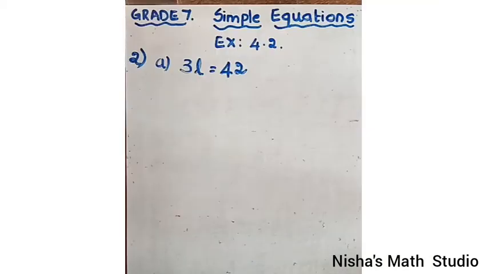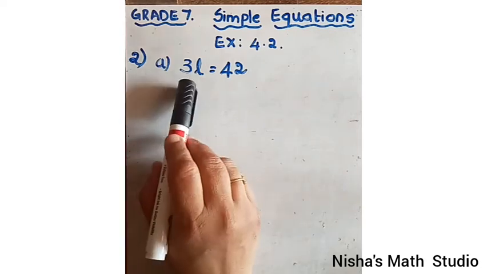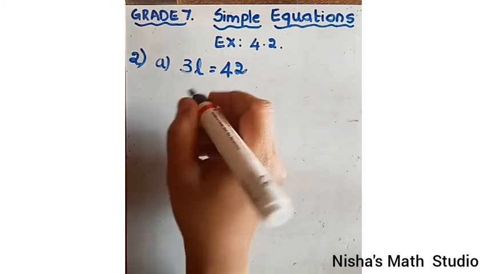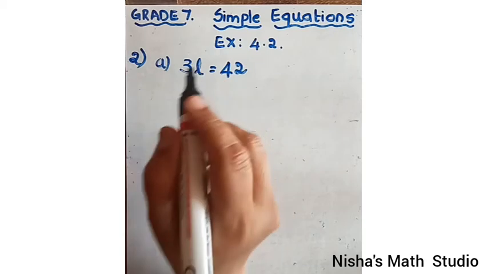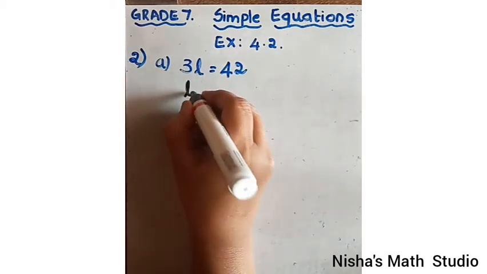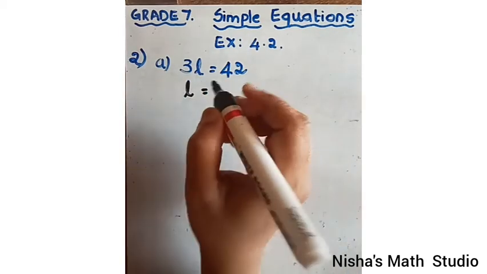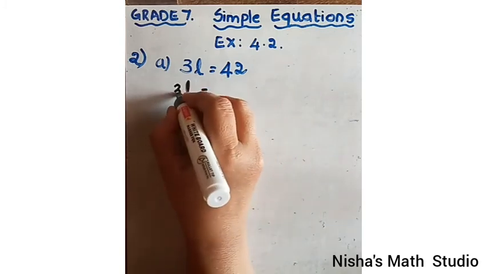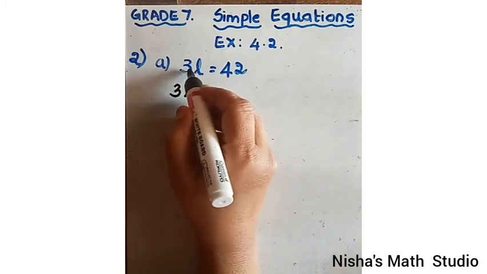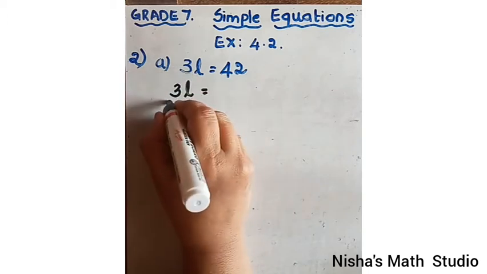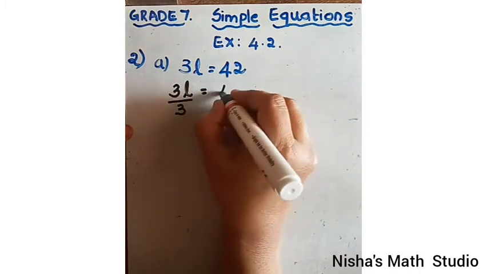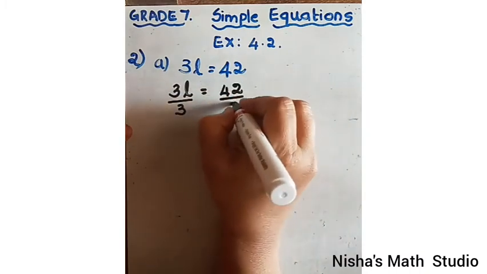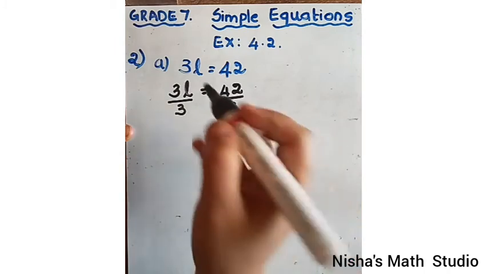Now, let's try to solve the second question. The first sub question in this, 3L is equal to 42. Now 3L, what does this mean? 3 multiplied by L. The intention is again to keep only L, isn't it? So you had 3L here. In order to eliminate this 3, which is multiplication here, I have to divide it by 3. Now 42 should also be divided by 3 in order to balance the equation.